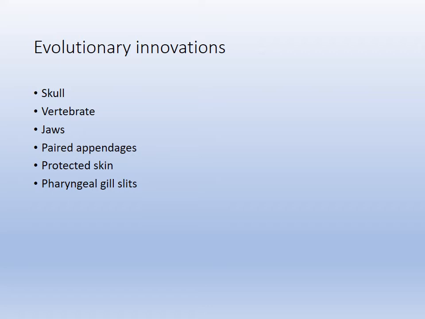Skin is protected with scales. Reptiles use scales. Fish are the first to protect that skin. And then the pharyngeal gill slits, which in humans develop embryonically from actual slits to our inner ear and tissue associated with our glands. So the evolutionary innovations of fish are those. They first appear in our fish group.